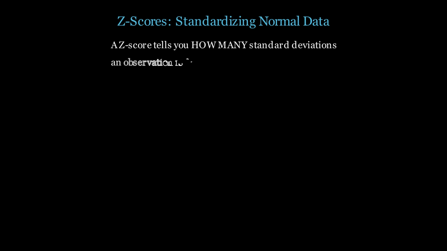The Z-score is the magic key that lets you compare observations from completely different normal distributions on the same scale. The formula is simple. Z equals x minus mu, divided by sigma. Subtract the mean, then divide by the standard deviation. A Z-score of 0 means you are exactly at the mean.